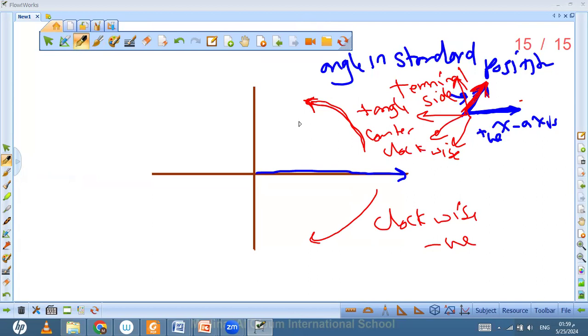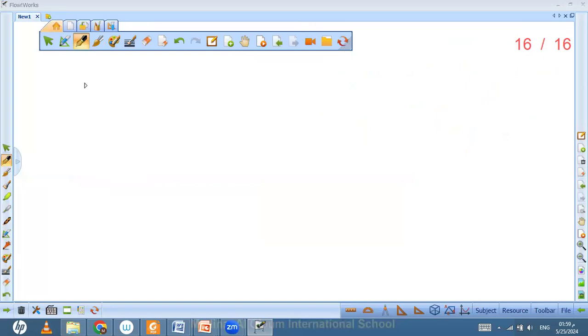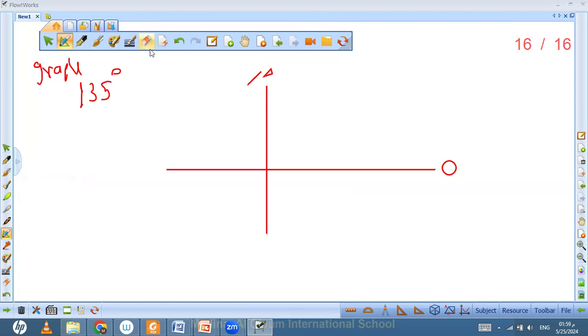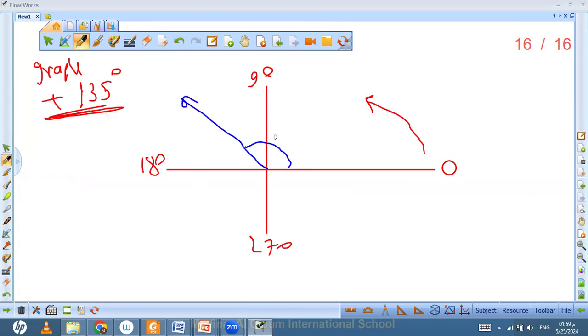Angles. How can we graph angles? For example, if it's given, draw angle 135. Graph. I would make x and y, and until now this is 0, this is 90. It's known for you guys. This is 90, this is 180, this is 270. Be careful, it's positive. It means it's going to move in this direction. I'll move with my angle until I reach 135. It means this angle is 135.